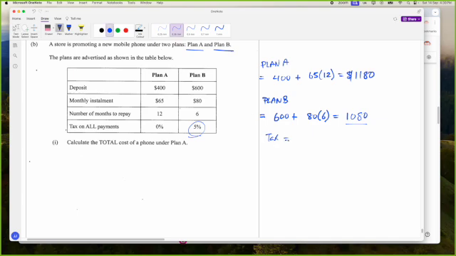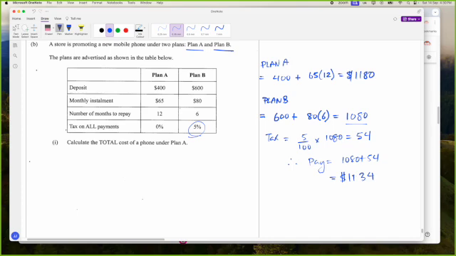The tax is 5% of this, which is $54. So therefore, the amount you had to pay will be 1080 plus 54, which is $1134.